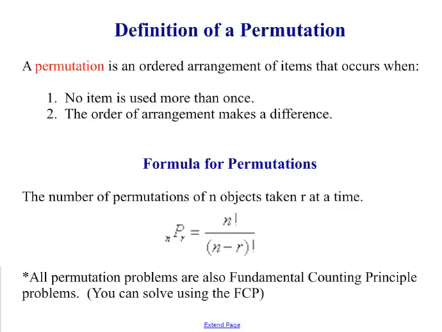It's important to also know that all permutation problems are also fundamental counting principle problems. So you can solve these using the fundamental counting principle. You'll remember from the previous video that when using the fundamental counting principle, we multiply all the options in each category to get the total number of possible outcomes.